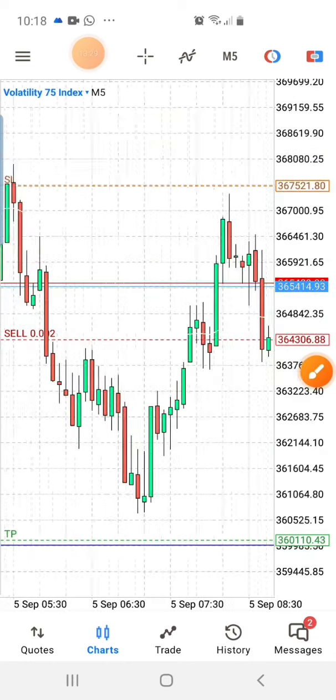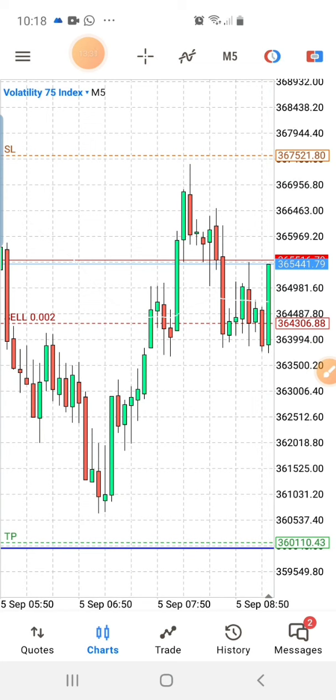Let's see if the price is going to hit our stop loss or is going to hit our TP. So I'm coming back to share with you the outcome of this trade, guys.